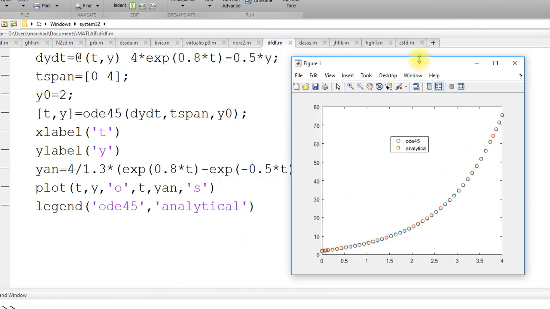So this is how we solve one ODE at a time. In the next video I am going to solve a system of ODEs. I don't want to make this video very long. I hope you understood this one, and a system of ODEs will be very similar.